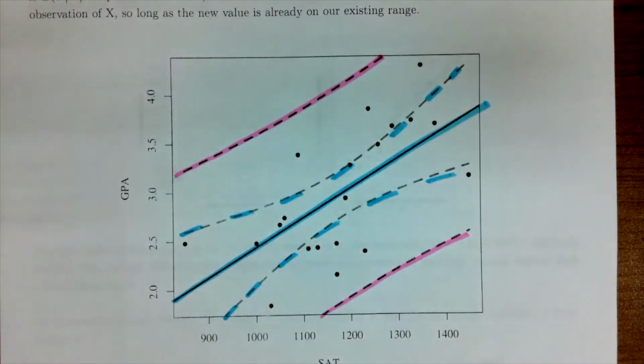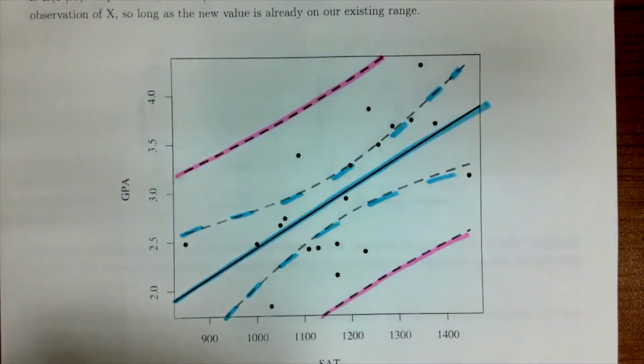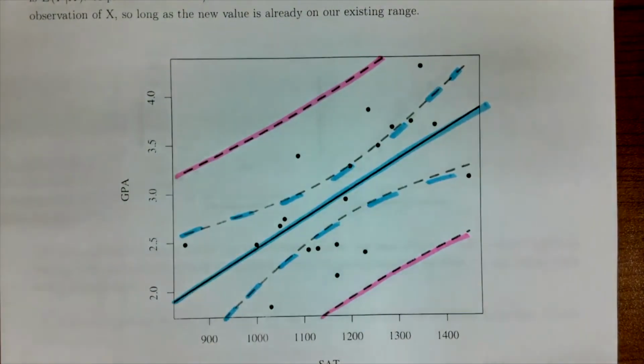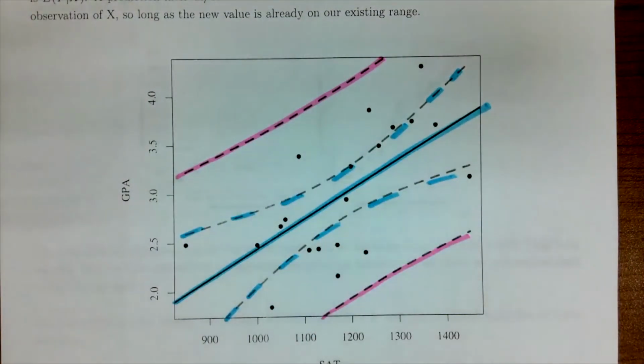So this is a common question I ask on homeworks and tests: between the confidence and prediction intervals, which one will be larger or which one will be wider. And prediction intervals will always be wider because you have that extra bit of uncertainty. All right.